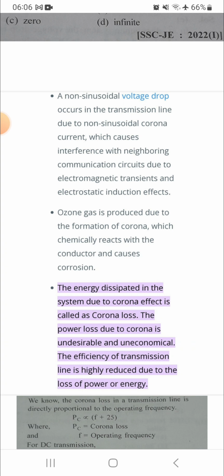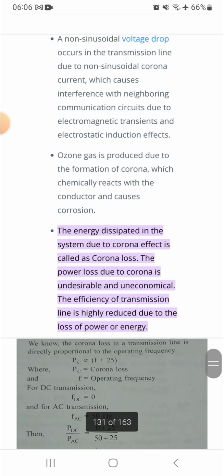Ozone gas is produced due to the formation of corona, which chemically reacts with the conductor and causes corrosion. The energy dissipated in the system due to the corona effect is called the corona loss. The power loss due to the corona is undesirable and uneconomical. The efficiency of the transmission line is highly reduced due to the loss of power or energy.